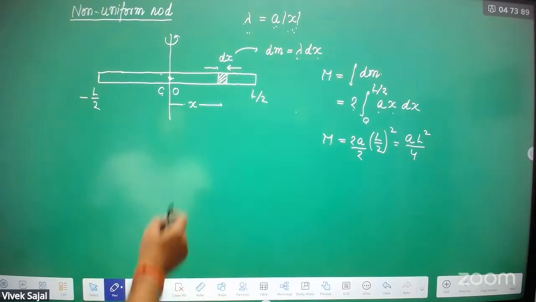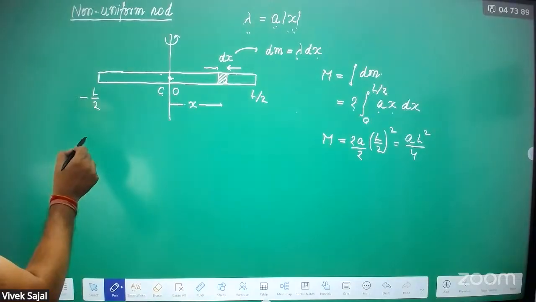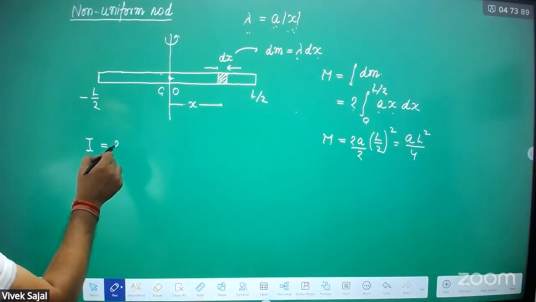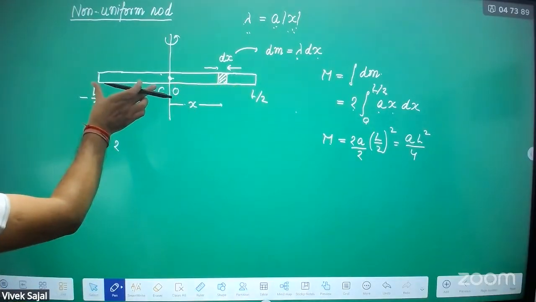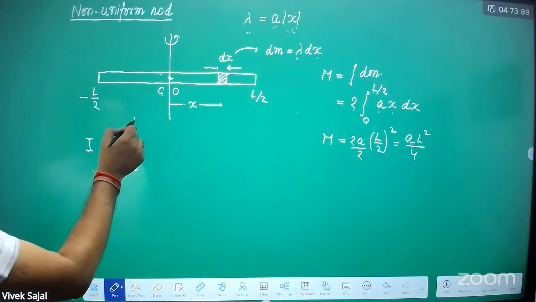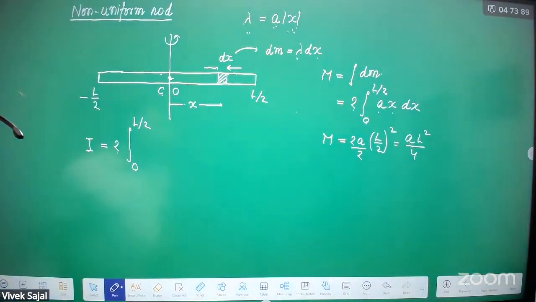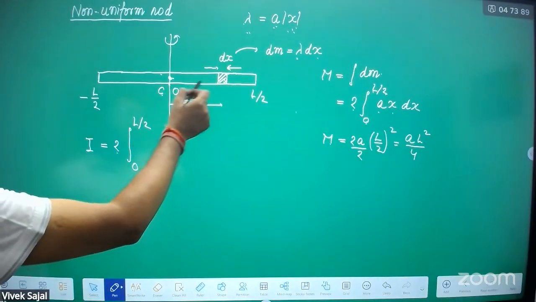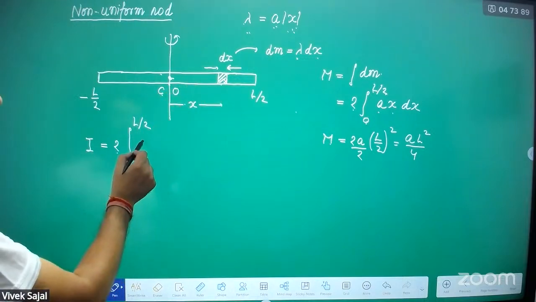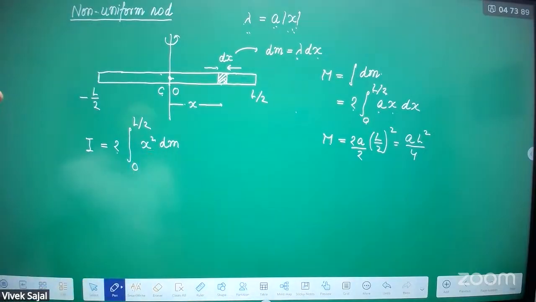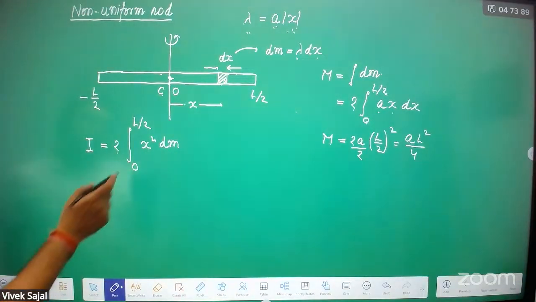Next, now I want to find out the moment of inertia. So again, what will be the moment of inertia? Moment of inertia will be I. So I will write here 2 times, as I'm going to calculate for this half, and the same will be for the other half. So I'm making it double integration, from 0 to L by 2. For this element, what will be the moment of inertia? x is the distance from the axis of rotation. So I write x square here multiplied by dm. So this will be the moment of inertia of this rod about this axis.